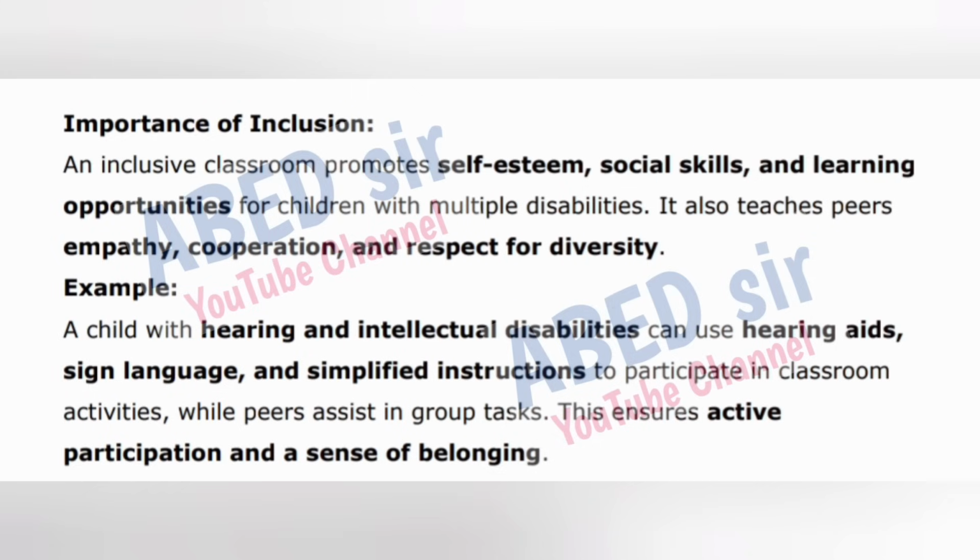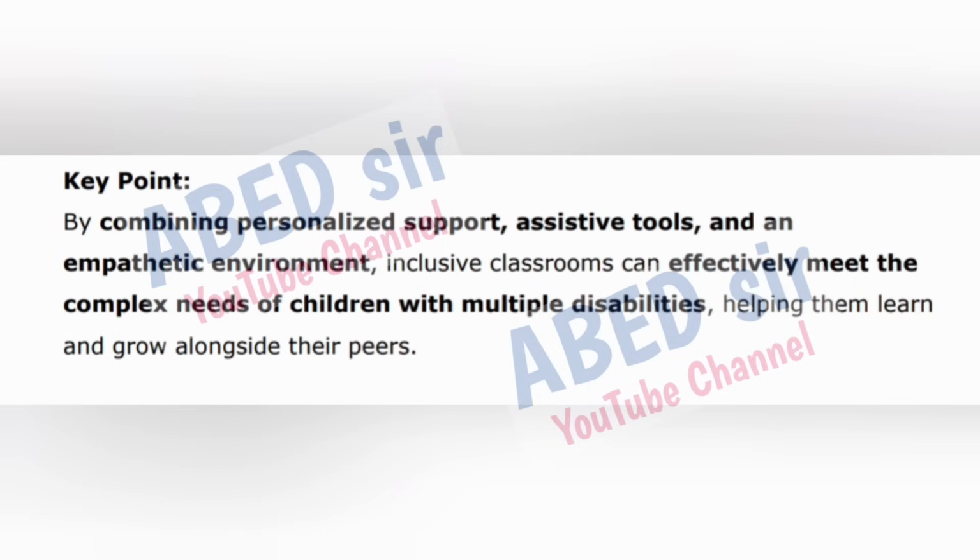Example: a child with hearing and intellectual disabilities can use hearing aids, sign language, and simplified instructions to participate in classroom activities, while peers assist in group tasks. This ensures active participation and a sense of belonging. Key point: by combining personalized support, assistive tools, and an empathetic environment, inclusive classrooms can effectively meet the complex needs of children with multiple disabilities, helping them learn and grow alongside their peers.